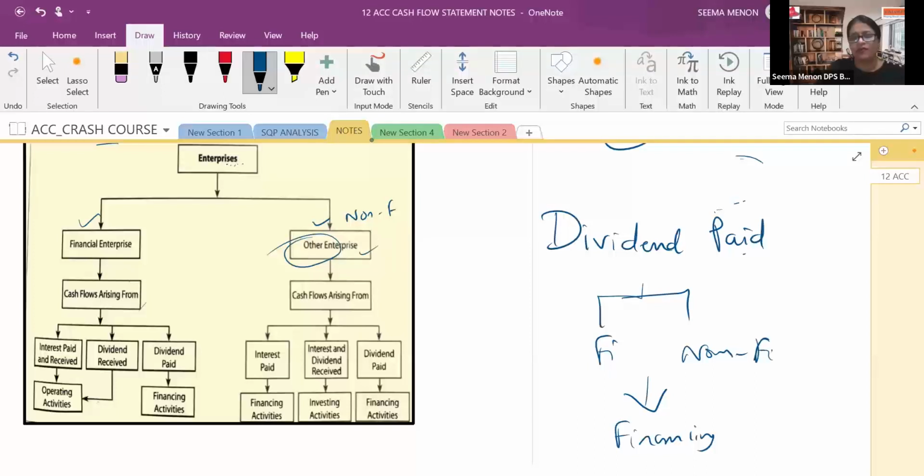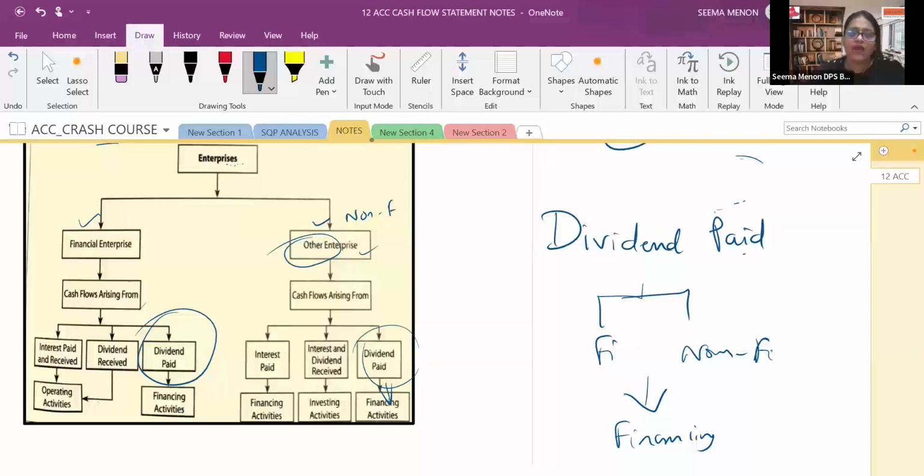For both, it will be a financing activity because to start a business, we need shares. Then we issue the shares and we procure the capital. Thus, we start the business. So while we issue the shares, every company has to pay dividend to the shareholders, whether it is a financing business or non-financing. So you can also see here, the dividend paid is financing. Dividend paid is financing. Both the cases. I hope this is clear for the financial enterprise.